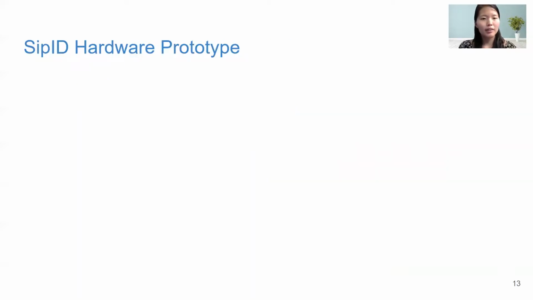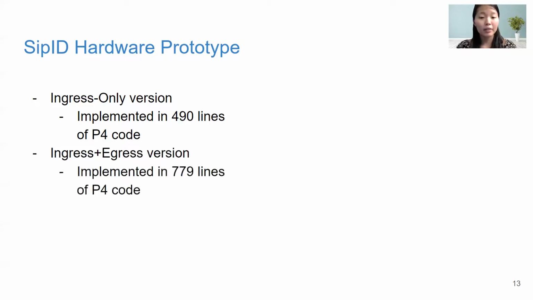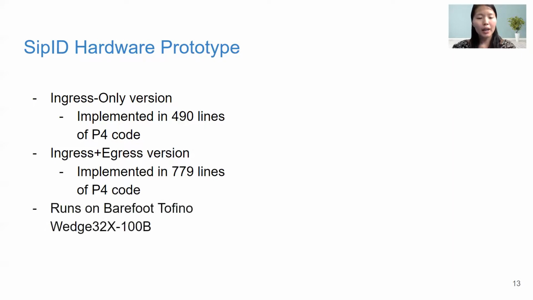We implemented our design in hardware. For our ingress-only version, we implemented our design in 490 lines of P4 code. And for the ingress plus egress version, we implemented it in 779 lines of P4 code. And we ran our design on a Barefoot Tofino Wedge.